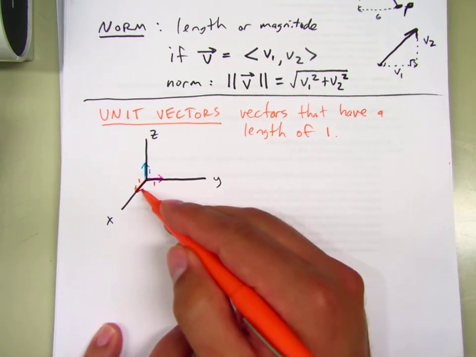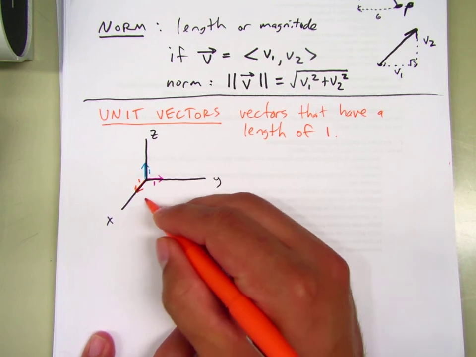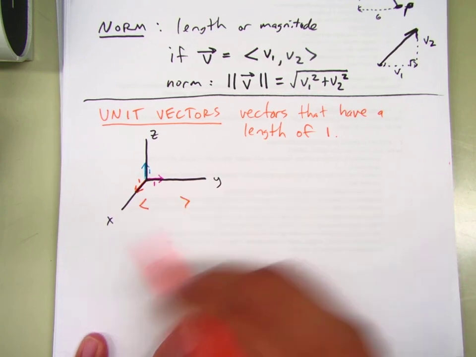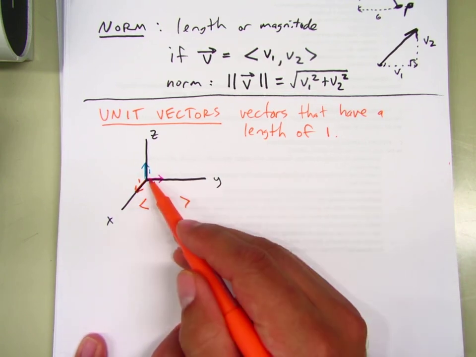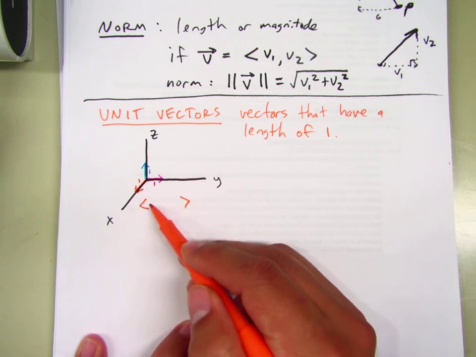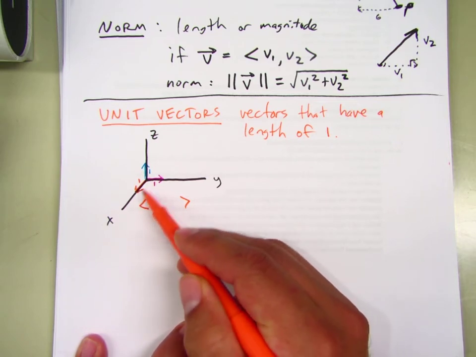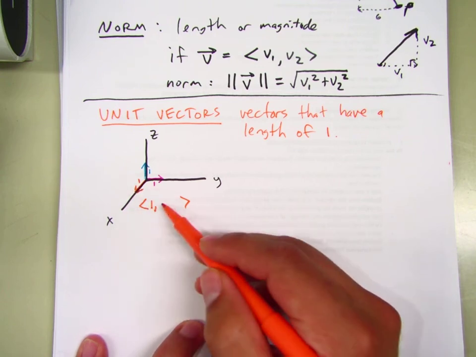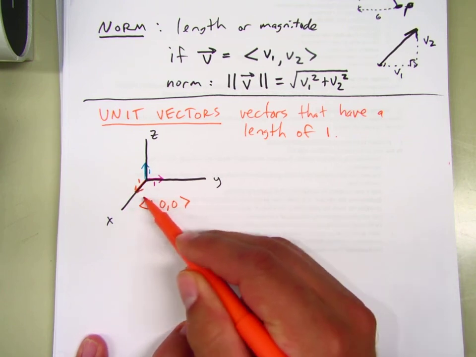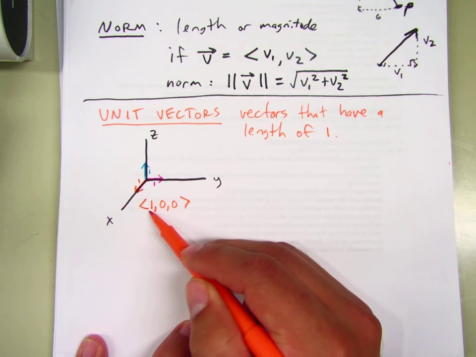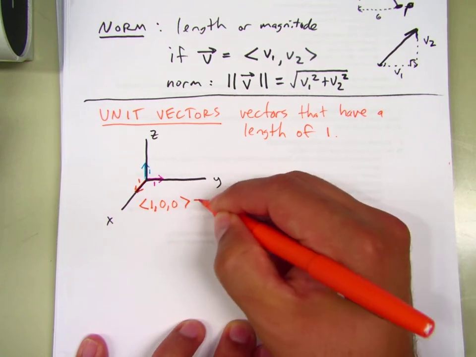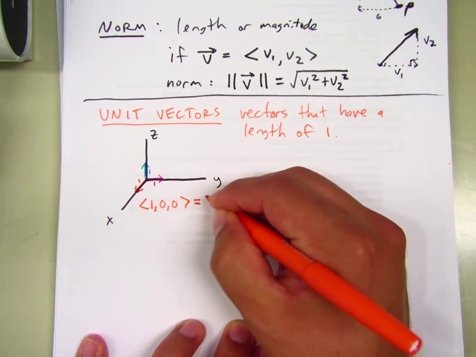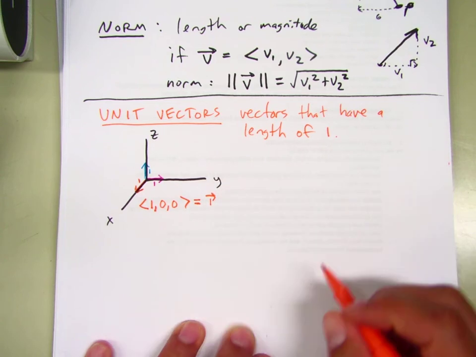But let's start with this one here. In component form, if we start at the origin, you can clearly see that we're going 1 in the positive x direction, and then we're not going anywhere left or right or anywhere up or down. So this particular unit vector, this orange one here, in component form is 1, 0, 0. The name for that is the unit vector I.